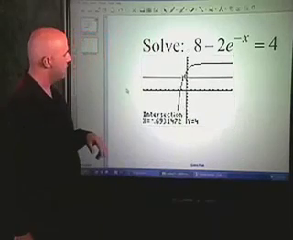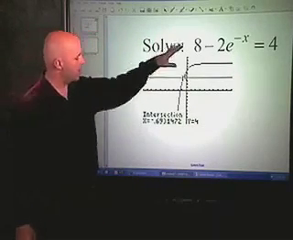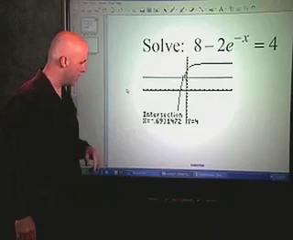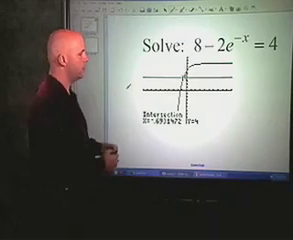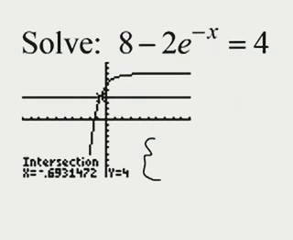So using our graphing utility, solving this equation yields an x value of negative 0.693, so our solution set is negative 0.693.